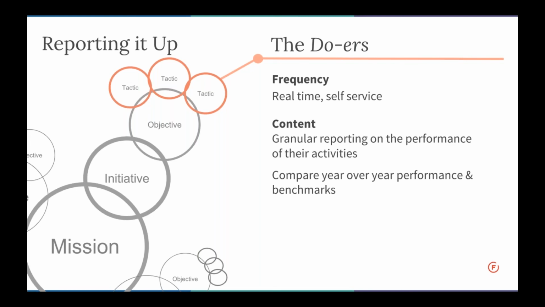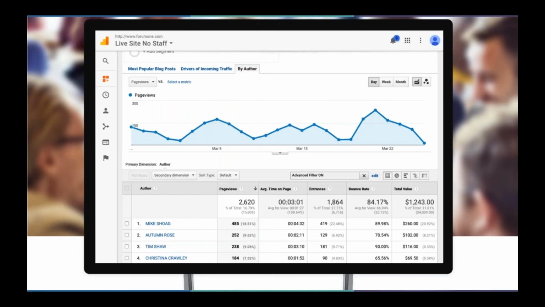The key here is that everything is granular. It's granular reporting on the performance of their specific activities, and they're able to compare year-over-year performance and benchmarks. So the key here is not to be working in the dark, but have a clear understanding of what's expected of me and expected of my e-newsletters. So I make sure that I can raise a flag if we're falling short, or make adjustments if we need to improve.